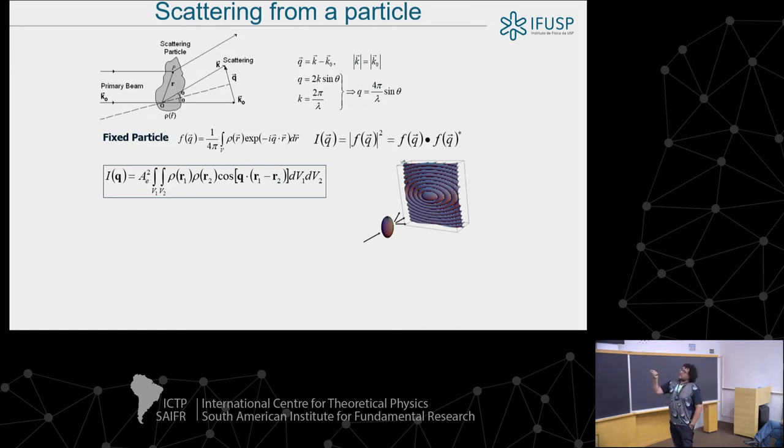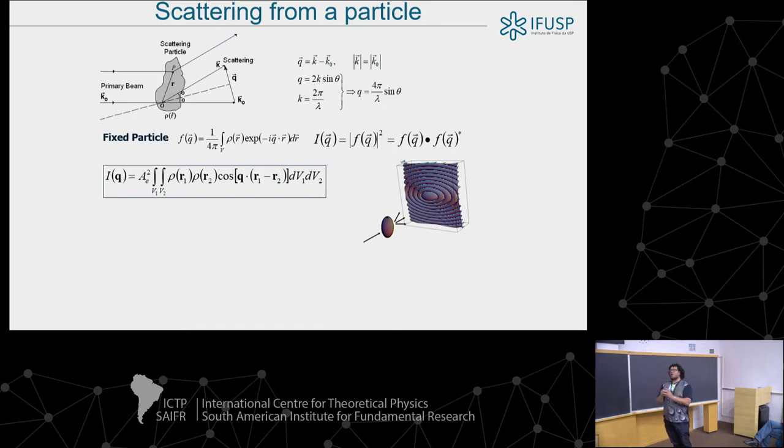Actually, the scattering amplitude is the Fourier transformation of the particle shape, but since we don't measure amplitudes, we measure, let's say, intensity. We have to do this double integral in order to have this data.